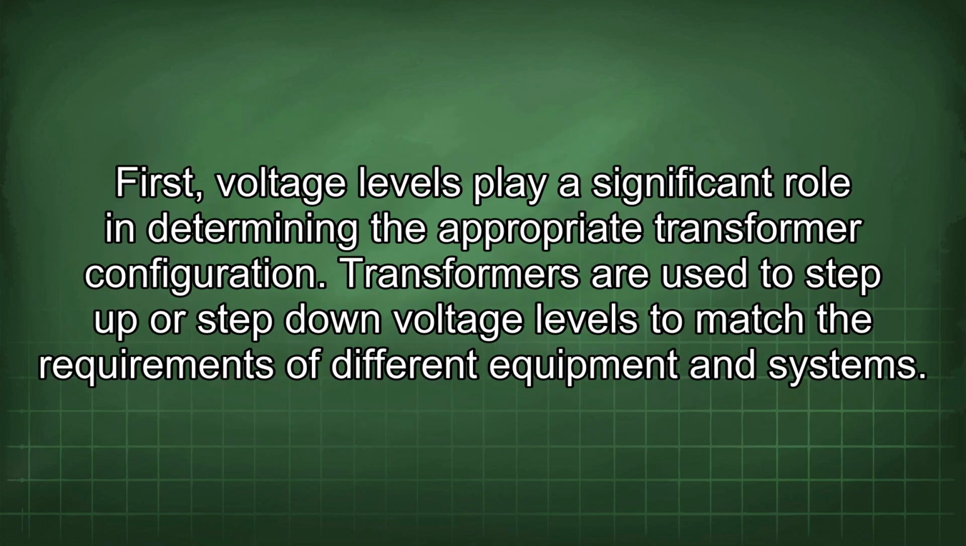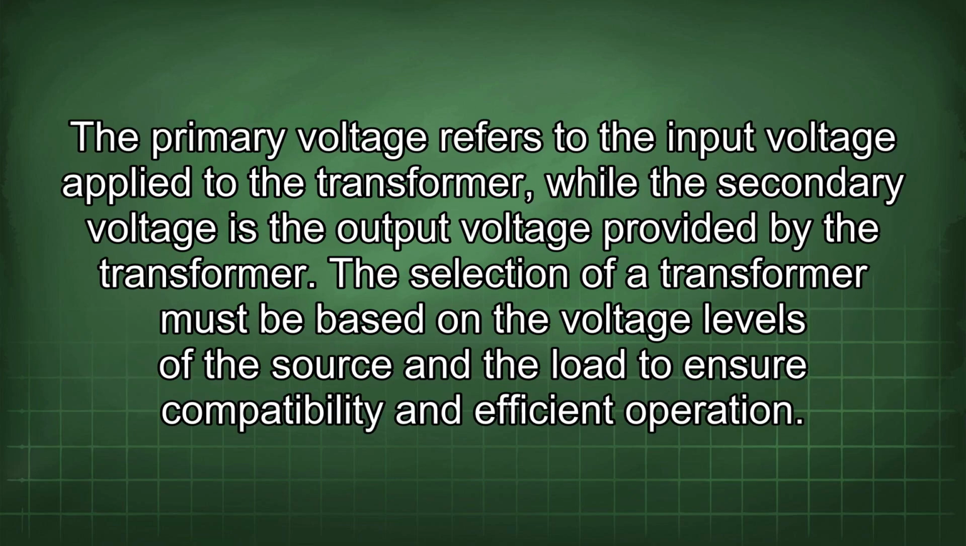First, voltage levels play a significant role in determining the appropriate transformer configuration. Transformers are used to step up or step down voltage levels to match the requirements of different equipment and systems. The primary voltage refers to the input voltage applied to the transformer, while the secondary voltage is the output voltage provided by the transformer. The selection of a transformer must be based on the voltage levels of the source and the load to ensure compatibility and efficient operation.